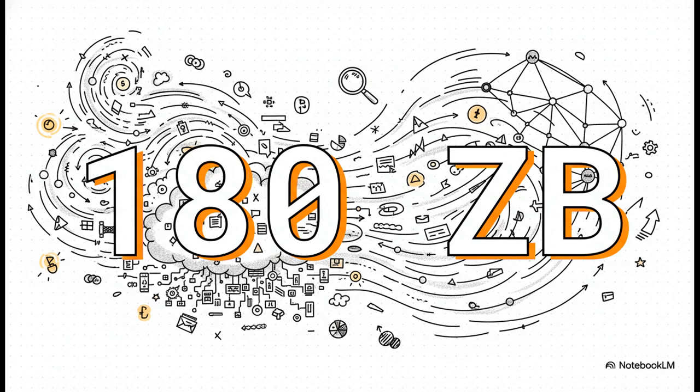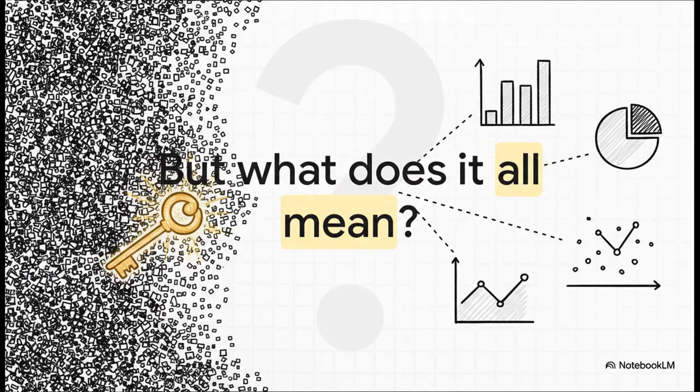By 2025, it's predicted that the world will be creating over 180 zettabytes of data. That is a 180 followed by 21 zeros. It's just a mind-boggling amount of raw information. And that's the real problem, isn't it? Raw data by itself, it's not all that helpful. A giant spreadsheet with thousands of rows is really just a wall of numbers. The real gold, the actual meaning, is locked inside. So the big question is, how do we find the key?